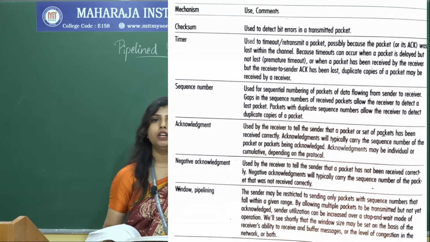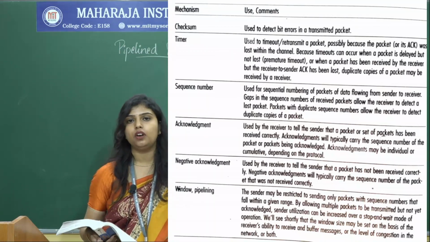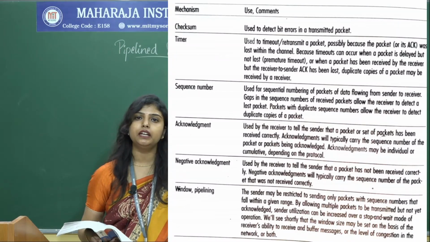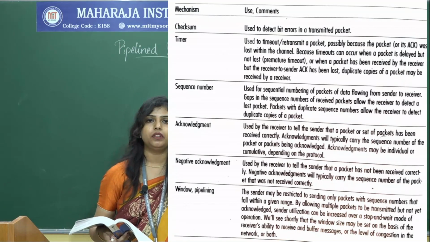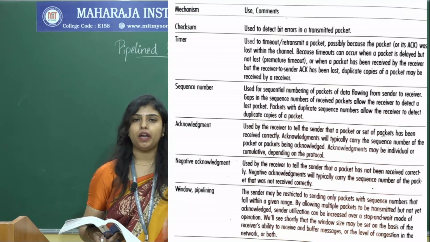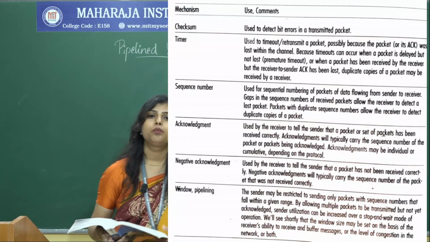The next mechanism is negative acknowledgement. If the packet is corrupted or lost in the network, what will the receiver send? It will send a negative acknowledgement. When the sender receives the negative acknowledgement, it will think that the packet was not correctly received by the receiver, so we have to retransmit the packet.